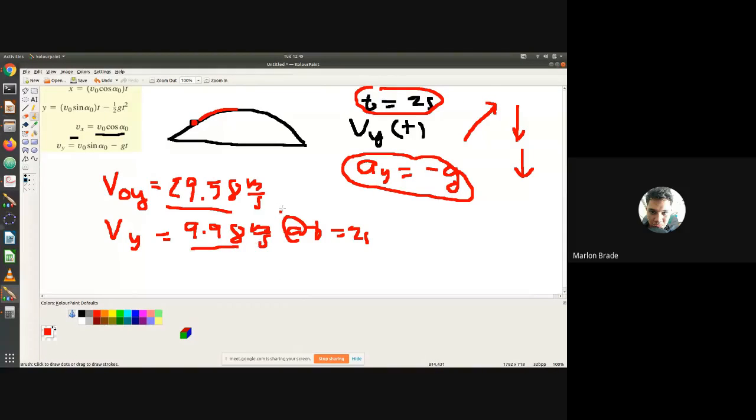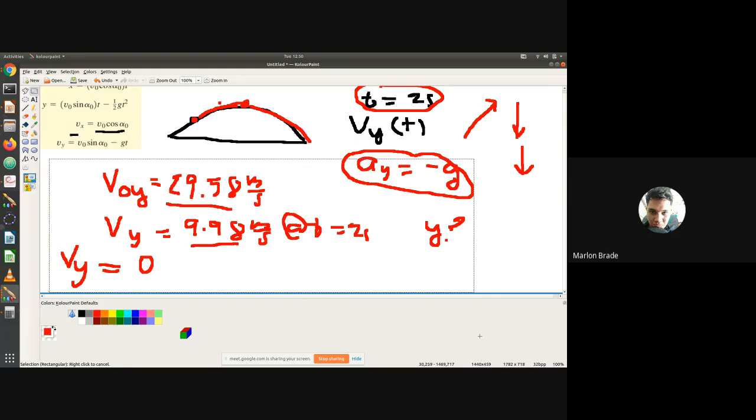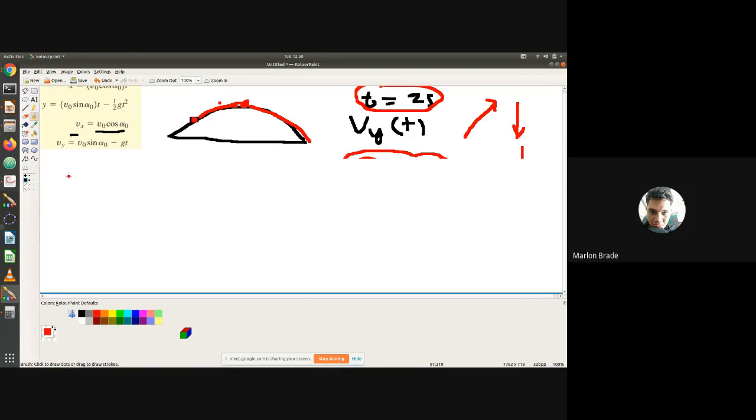Question: at the highest point, the very top, what is Vy? At the top, before it goes down, the velocity along y is 0. It stops at the top, then comes back down. So the question now is, what is the height? Height is position, so what is y at that time when its velocity equals 0?